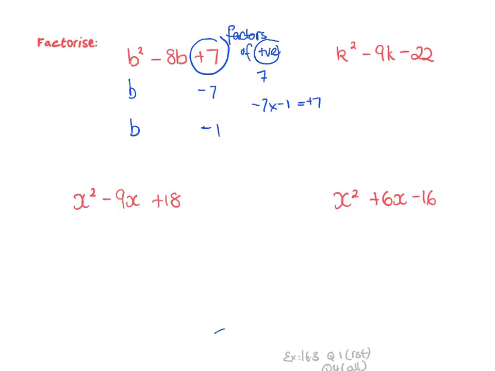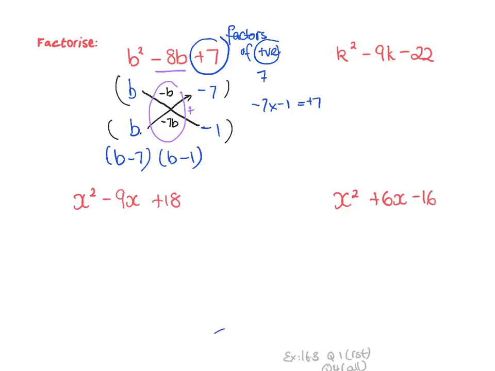It will later. I did that negative because I've seen that the middle term is negative 8. Now, if I do b times negative 1, what would that be? Negative b. And b times negative 7 would be negative 7b. If you add these, does it give that number? Yes. So your answer for this one will be b minus 7, b minus 1. Remember, these are your brackets in the end.